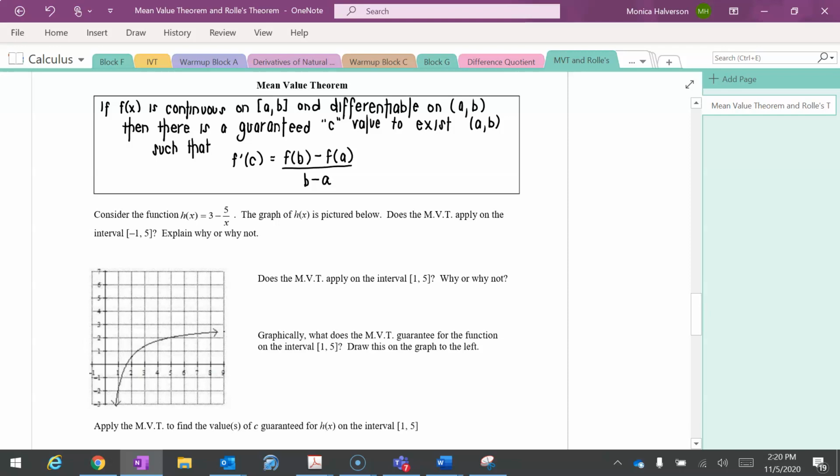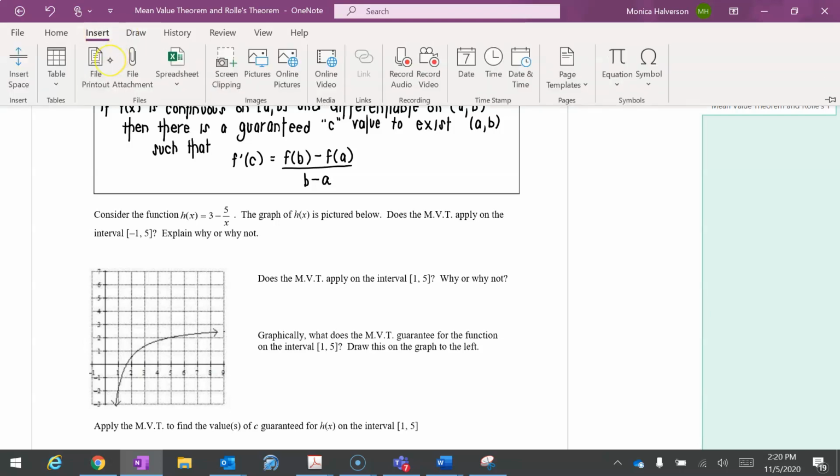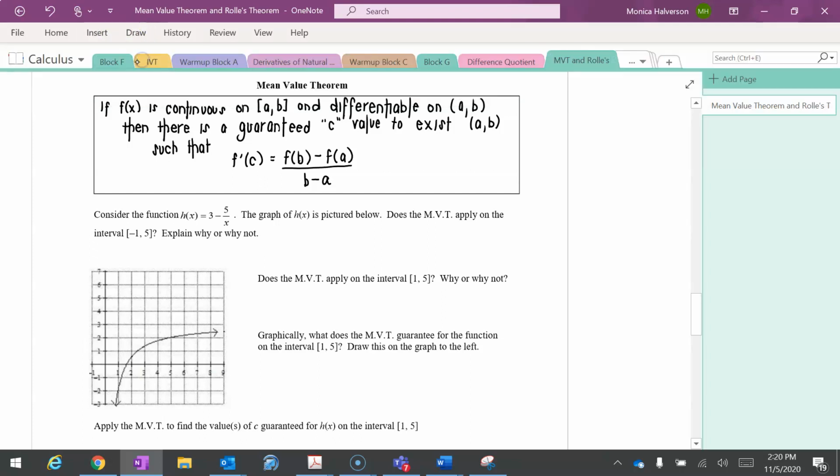So in this case, from the interval of 1 to 5, we have to make sure that it is differentiable and continuous. From 1 to 5, it is definitely continuous and it is differentiable. There's no cusp there. So the first two conditions are met. What's important about this is h of x is not continuous at x equals 0. That's the only value where it's not continuous.